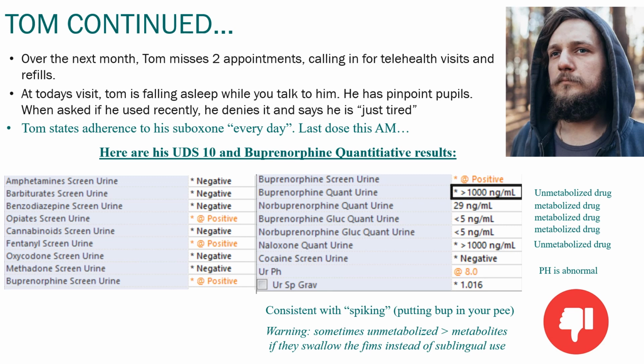You can also sometimes see this result if patients are taking the bup just right before the appointment. You'll see the bup level way higher than the norbup level. What they're doing with those other strips, you don't know, but you have to be regularly adherent to the medication for at least a few days to see more metabolites than unmetabolized drug in someone's system. So unfortunately, it seems like Tom is spiking.